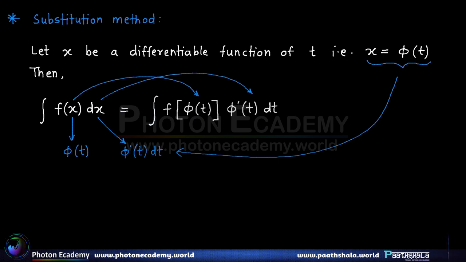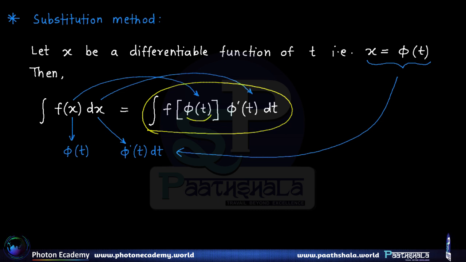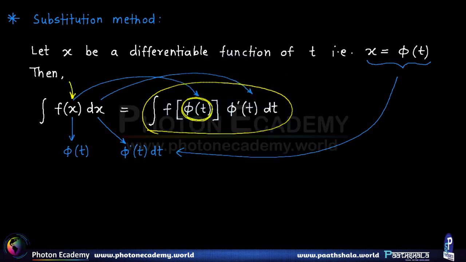In actual examples we use the substitution in the opposite direction. That is, often we will be given a question which involves a pattern something like this, and what we do is we try to find out which is that particular function phi of t which we can replace with a single variable x. So we must also have in the integral the derivative of that particular function, which can be replaced with dx, right?